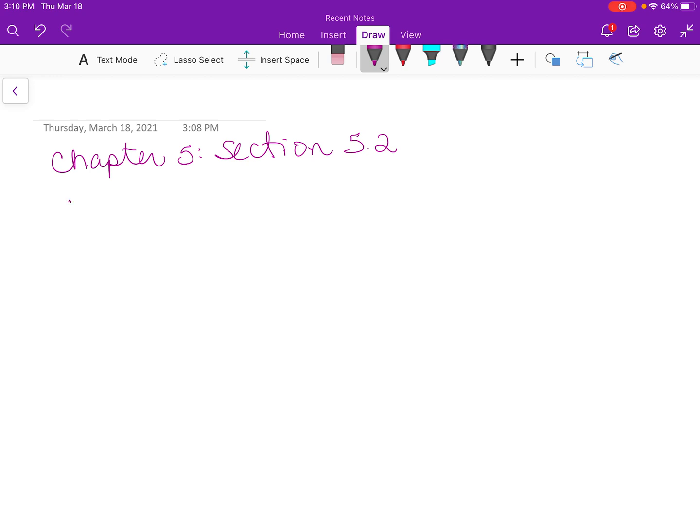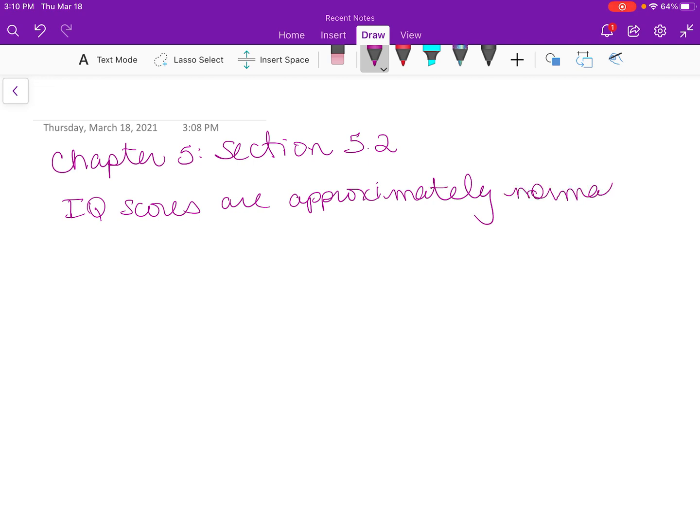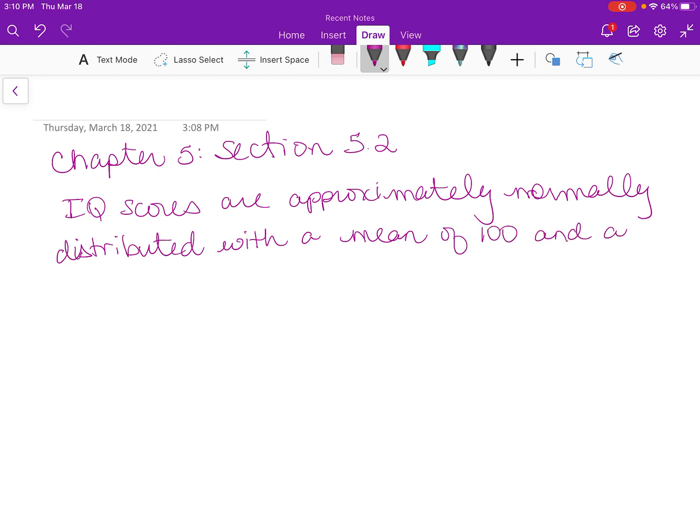And that example is that IQ scores are approximately normally distributed with a mean of 100 and a standard deviation of 15.